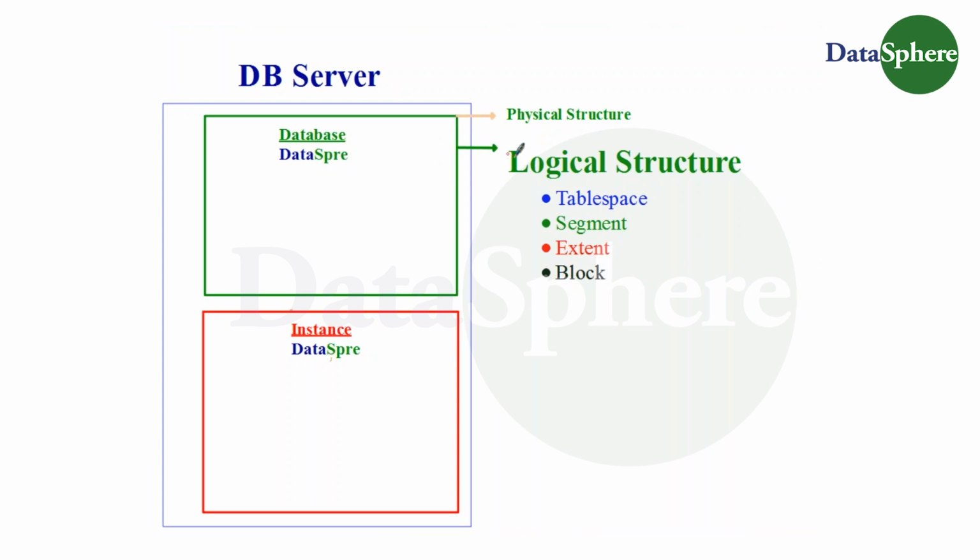Under logical structure, the key components are tablespaces, within which we have one or more segments. Segments are made up of one or more extents. Extents are made up of two or more contiguous blocks. So these are the logical structural components of the database. We are going to discuss each of them in detail, because that is what we generally take care of in administration.